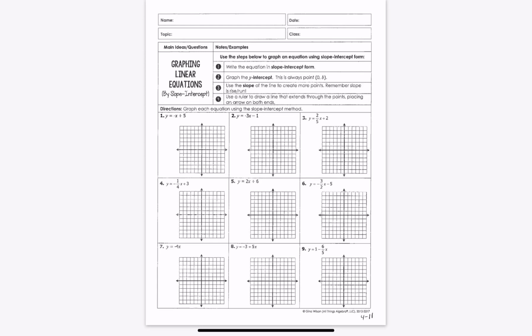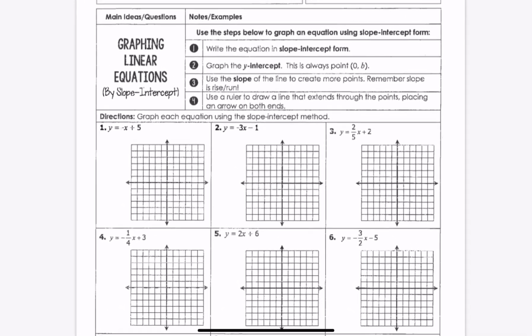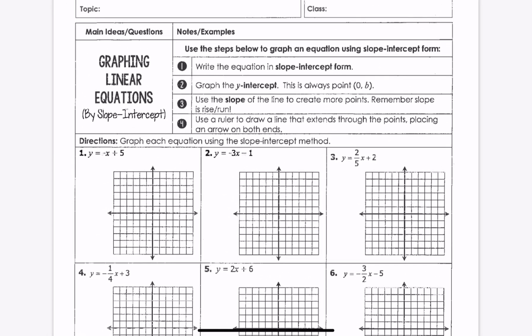Okay, for this set of notes, we're going to be graphing linear equations. Up until now, you've been writing linear equations. Now you're going to graph some. So we're on page 411 of the notebook, and if you notice, they give you some steps.